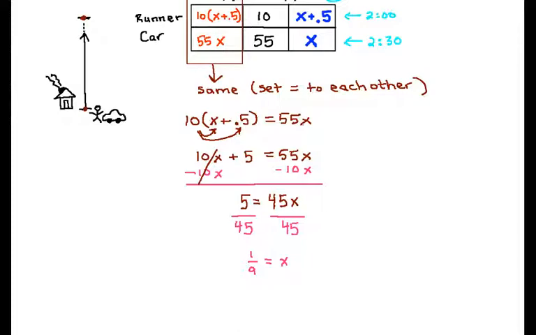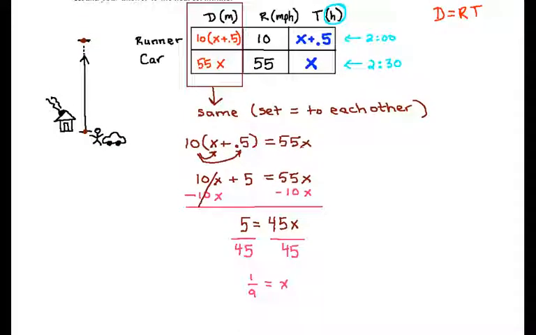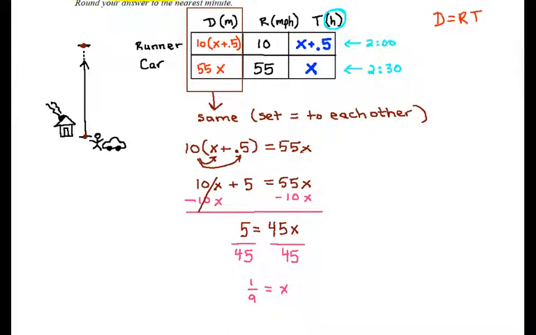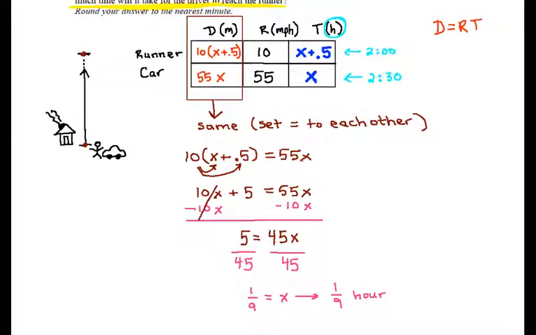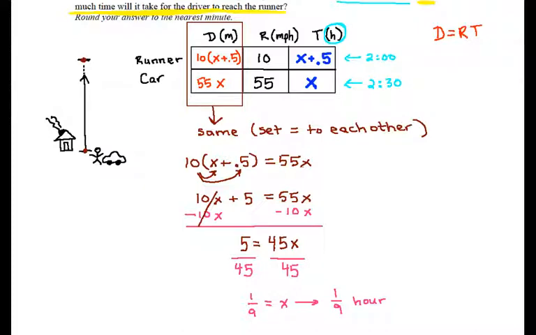So this is x. Let's look back at our definitions here to see that x is a value of time in hours. So this tells us that 1/9 of an hour passes. Well, that could be our answer, but let's look at the instructions one more time. We see that at the very end of this it says round your answer to the nearest minute.